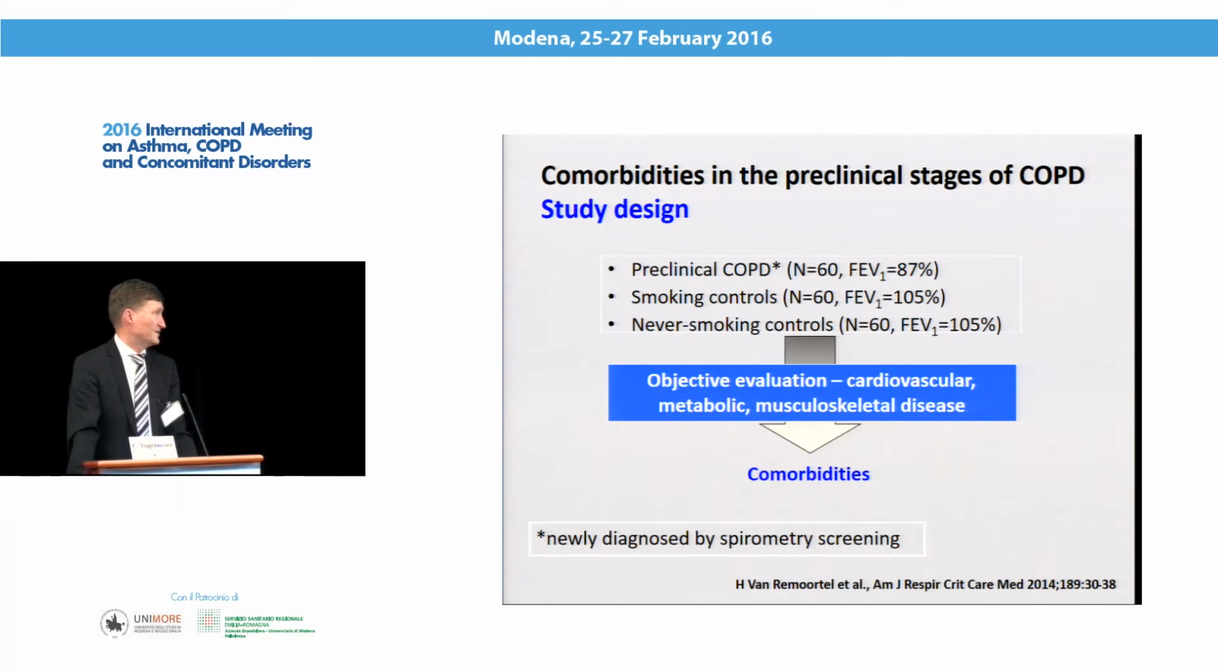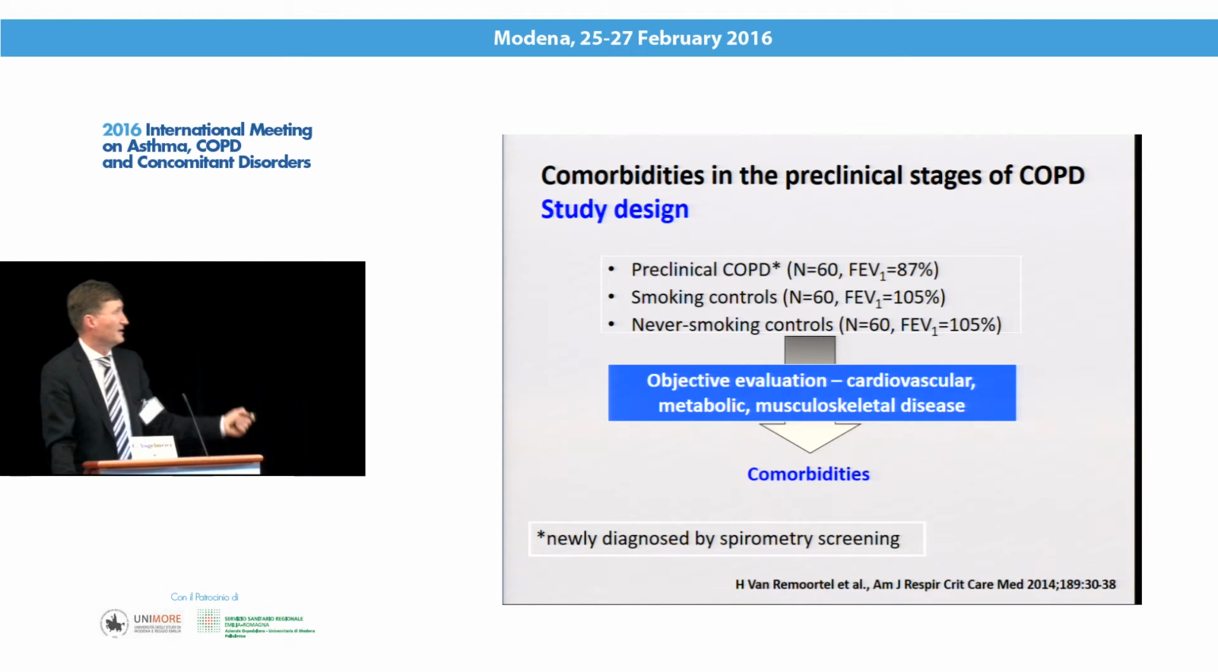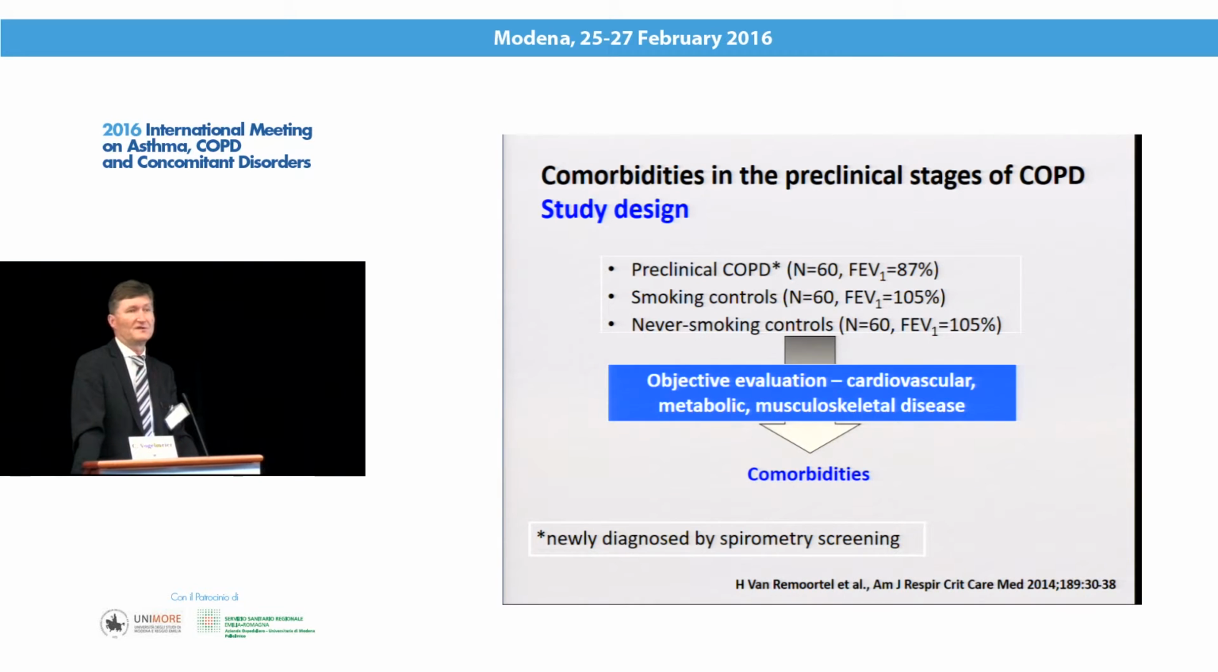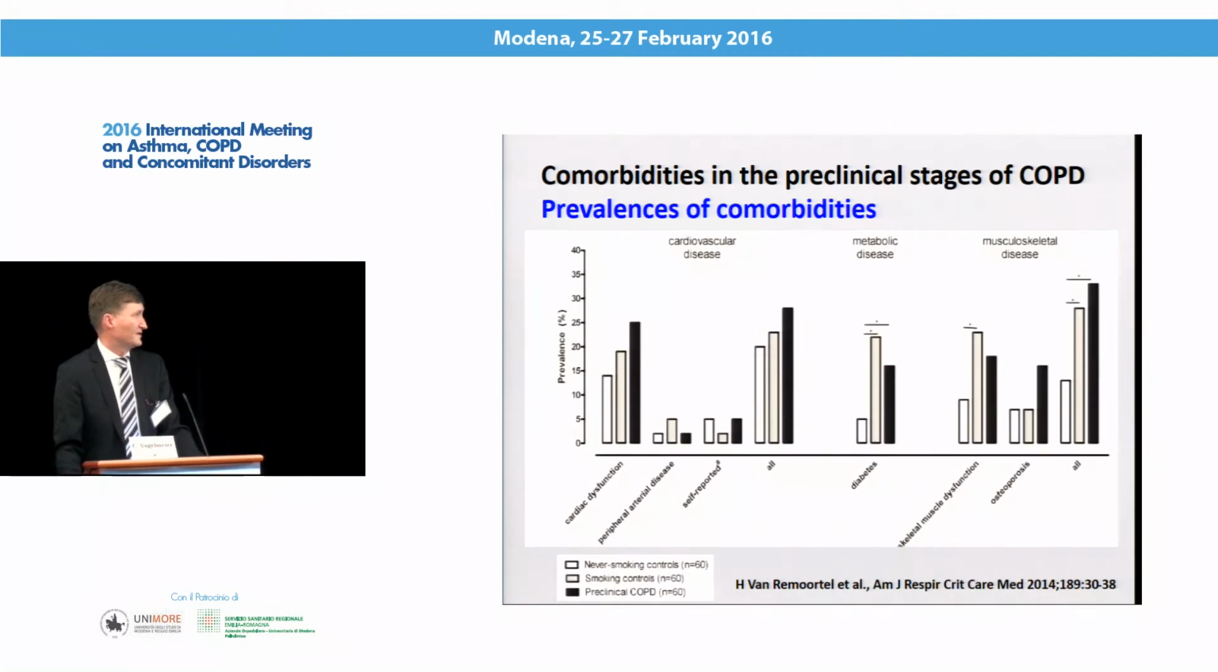Now, role of comorbidities. There is a nice study in the Blue Journal that analyzed patients with very early COPD regarding the role of comorbidities. It was published in 2014, and they had smoking controls, never smoking controls, and what they call preclinical COPD. These were individuals where the diagnosis was made by spirometry screening. They did not have symptoms that made them visit their doctor. And then they did objective evaluation for all kinds of comorbidities. And this is what they found.